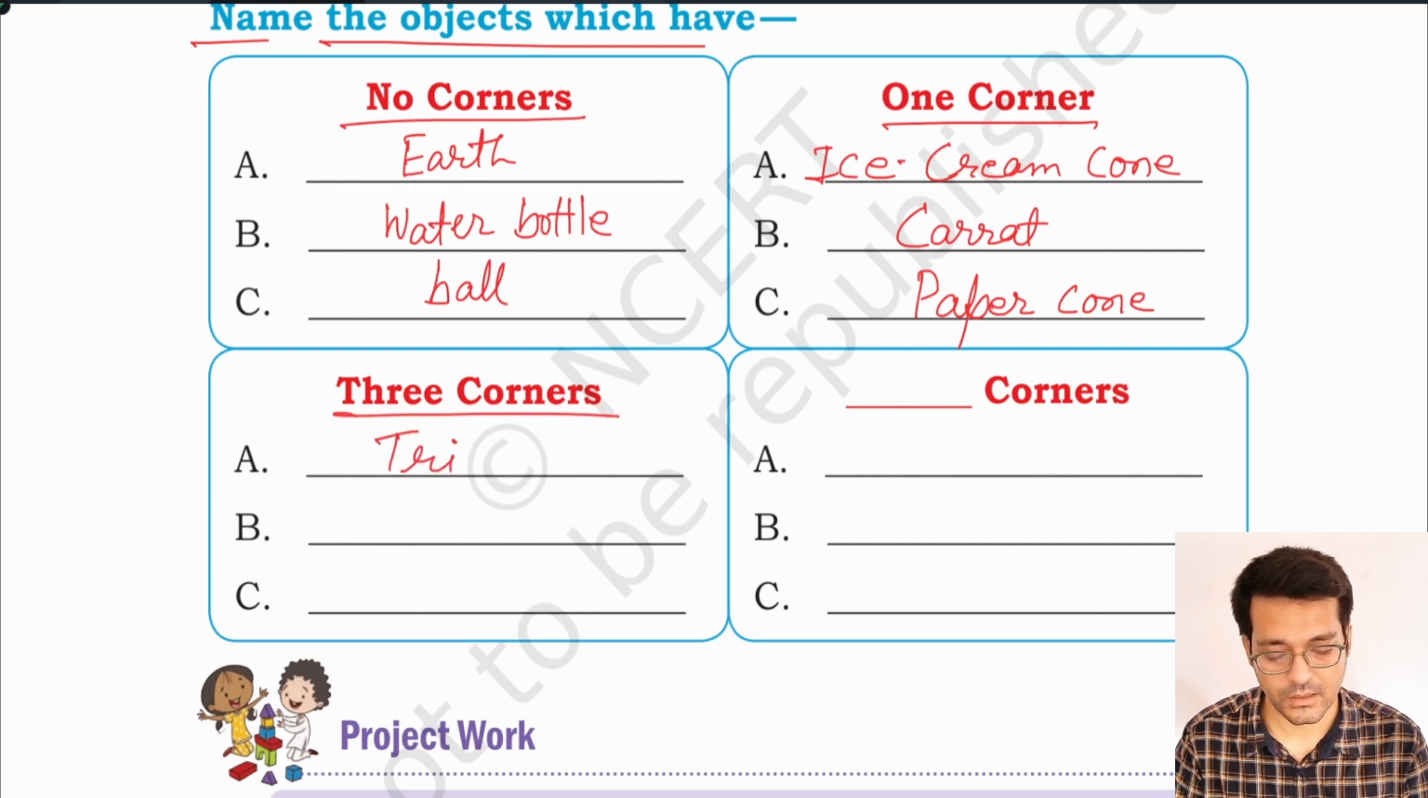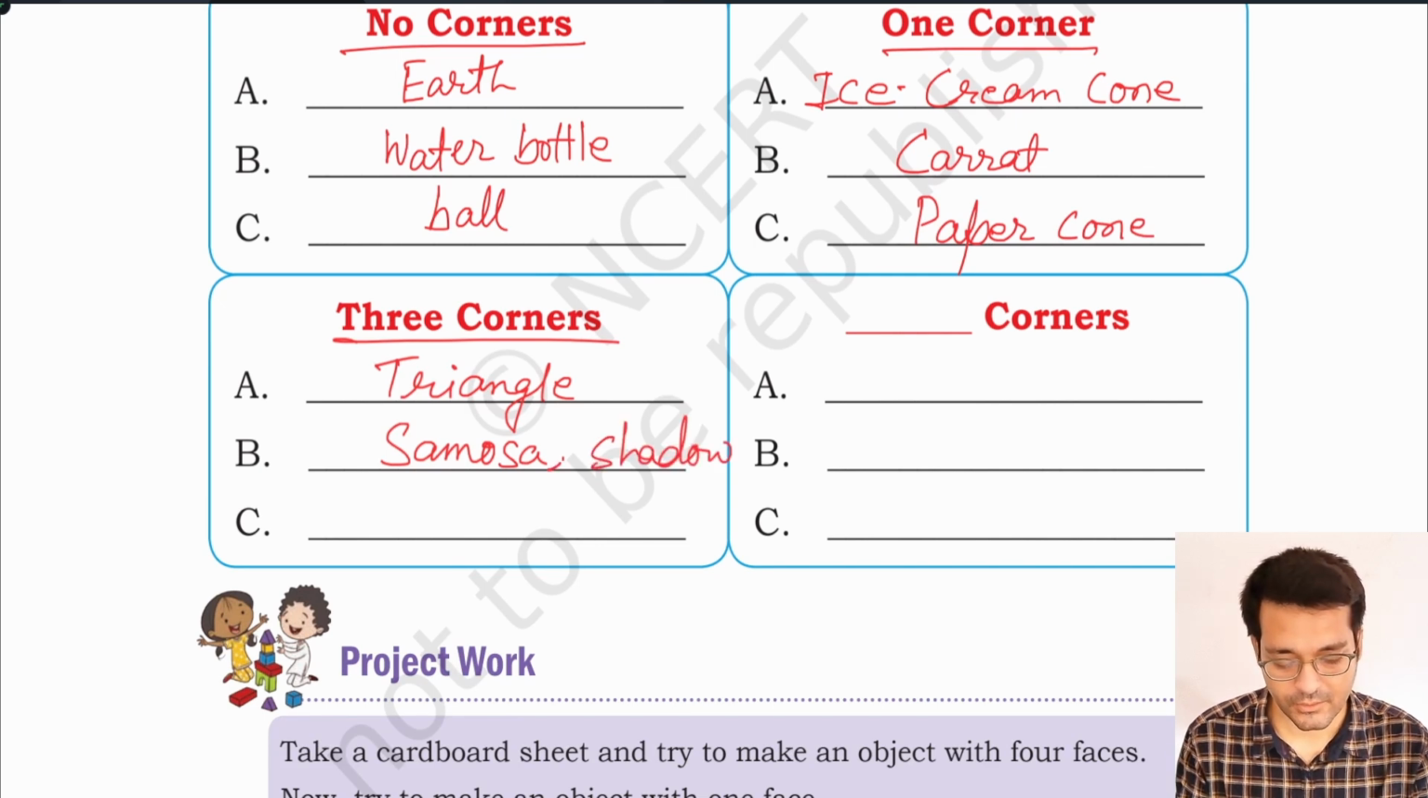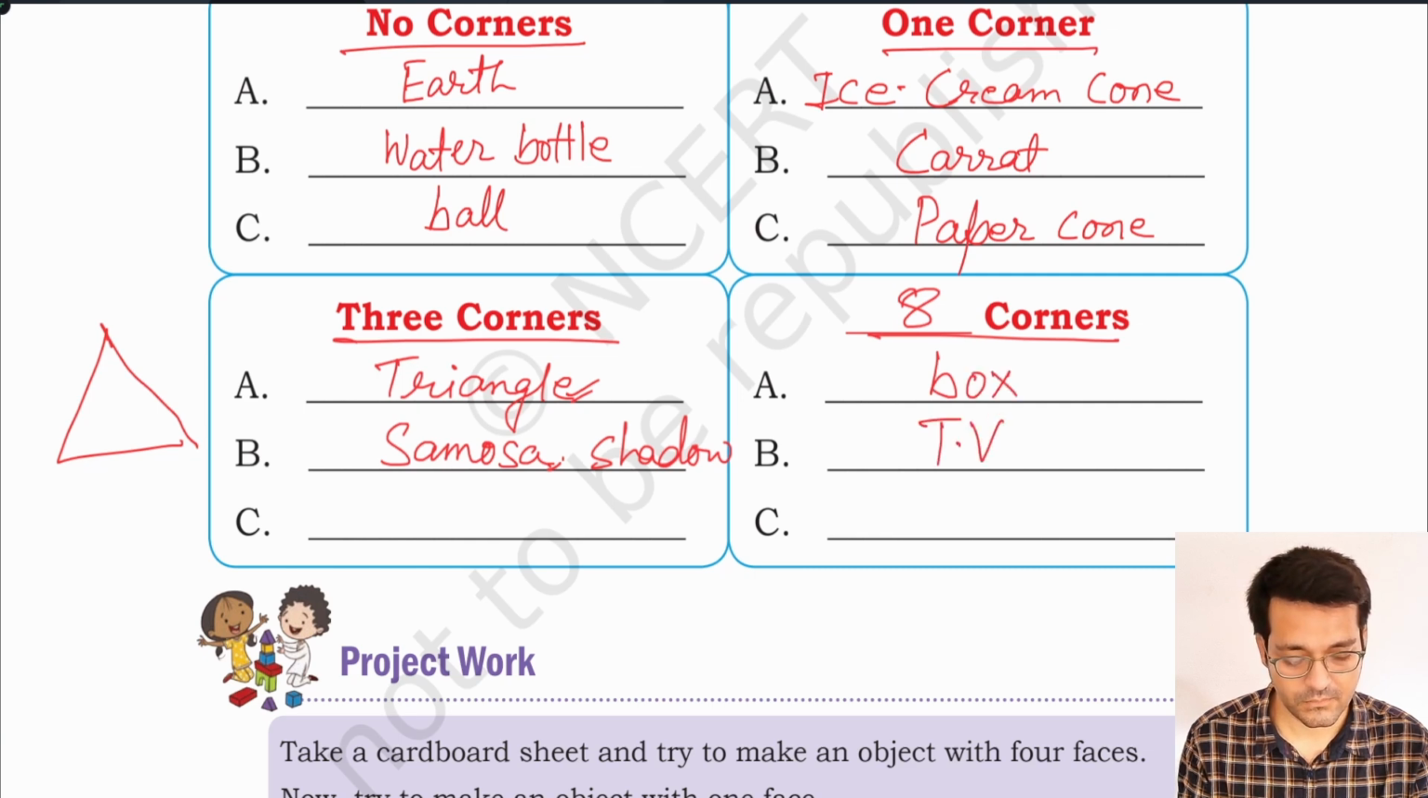Three corners you will get in a triangle as well as in a samosa. If you take the samosa shadow, you will get three corners, or a triangle or any shape which looks like this. Eight corners, that is in a box, television, TV, or any. Kindly think and write the things with eight corners. That could be a dice or Rubik's cube.